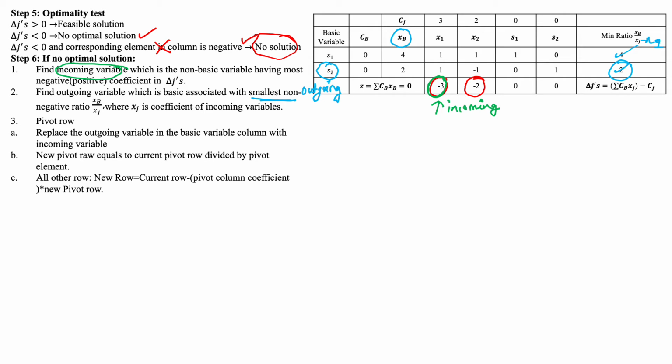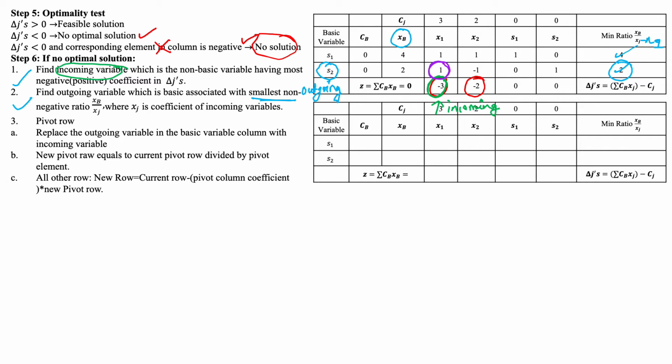Okay, so this step is also done. Now we have to find our pivot element, which will be at the intersection of the outgoing and incoming variable. So this intersection element, 1, is my pivot element. Now what is the next step? Replace the outgoing variable in the basic variable column with the incoming variable. So now we will form a new table.